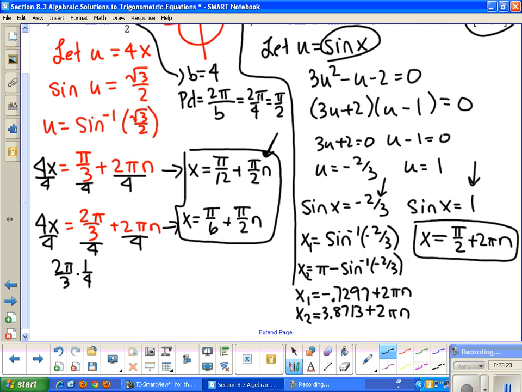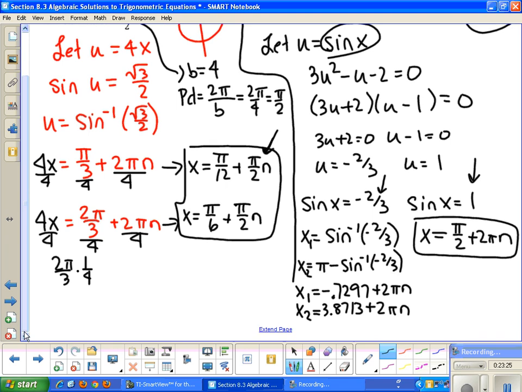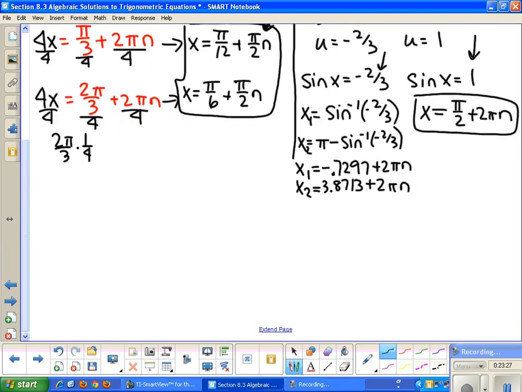Now, the problem is, again, that we only want the solutions from negative pi to pi. Well, pi over 2 fits, so these would be all of the solutions, but we don't want those. We only want the solutions from negative pi to pi. So to make sure I have all my solutions, if I look here, well, negative 0.7297, I know that we would be okay with that solution there.